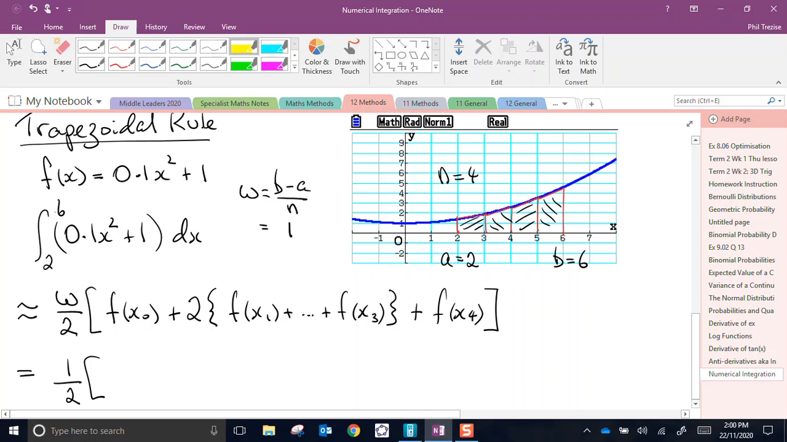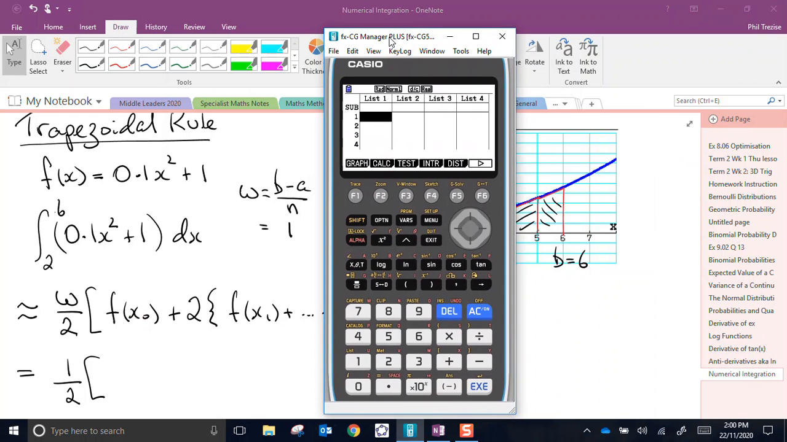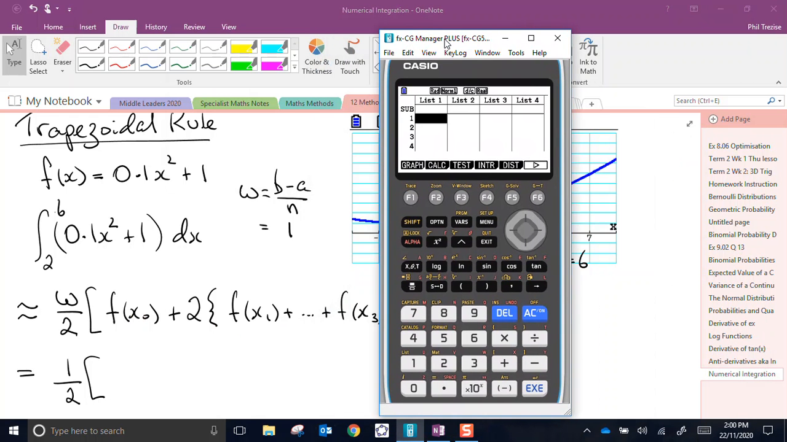Now, how do I do all the calculations? I use my graphing calculator. Here it is. So I'm going to enter into list number 1 the x values. So we started at 2, 3, 4, 5, and we finished at 6. For the second list, I'm going to enter the formula 0.1 times x squared plus 1. So remember, the cursor has to be on the heading there.